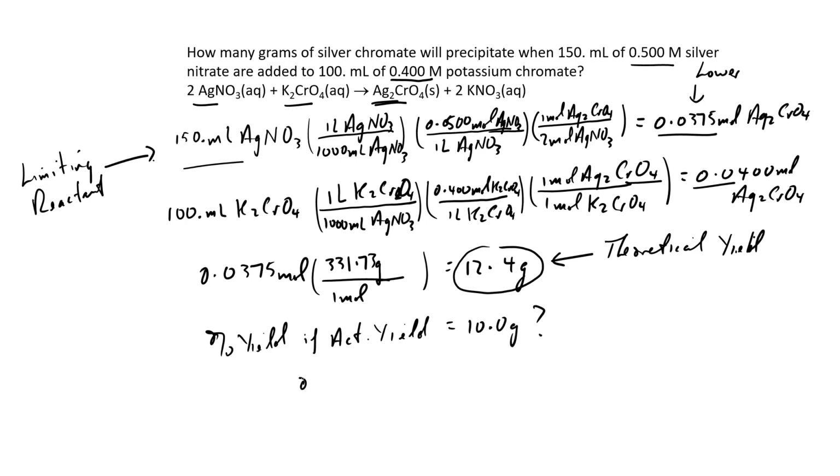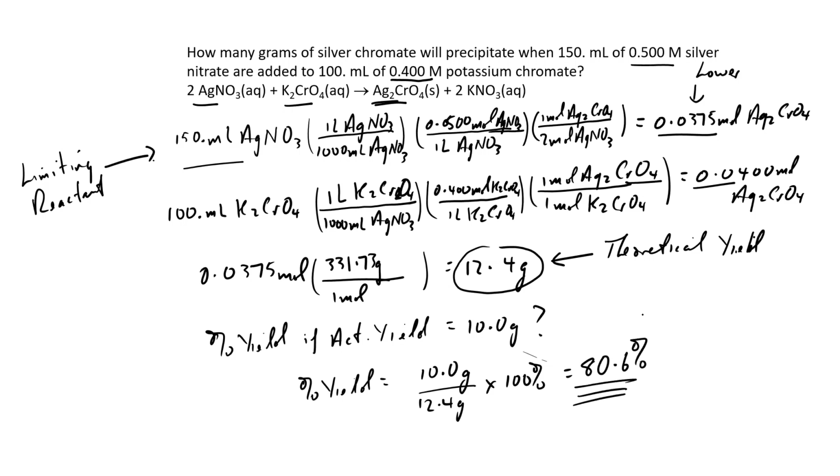Then all you have to do, to calculate the percent yield, is divide the actual yield by the theoretical yield times 100%, and that's it. So let me do that calculation. 10 divided by 12.4, and according to my calculation, when I multiply by 100%, the answer is 80.6%. So for this particular situation, the percent yield will be 80.6%.